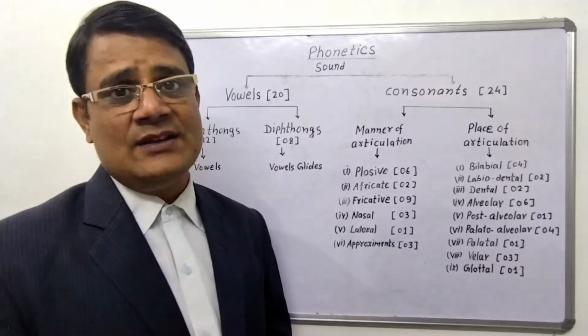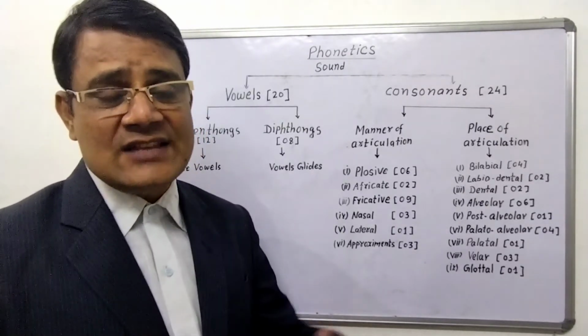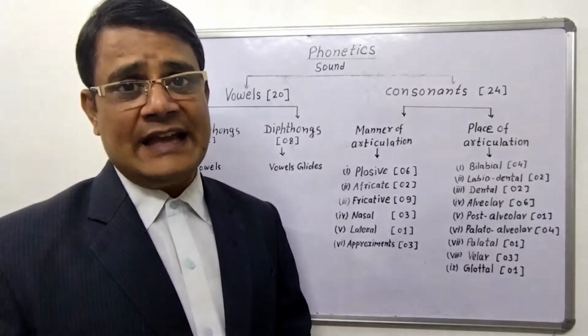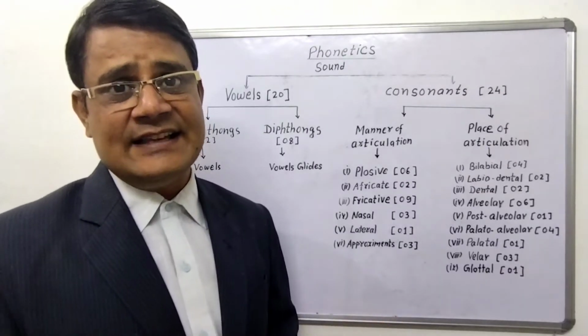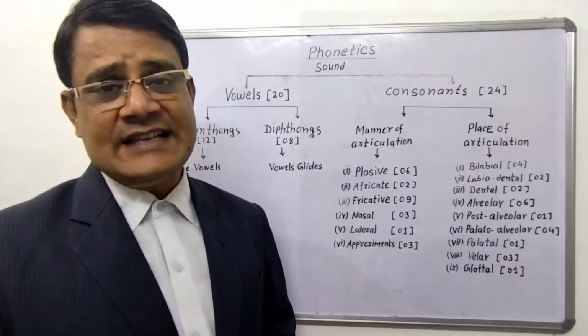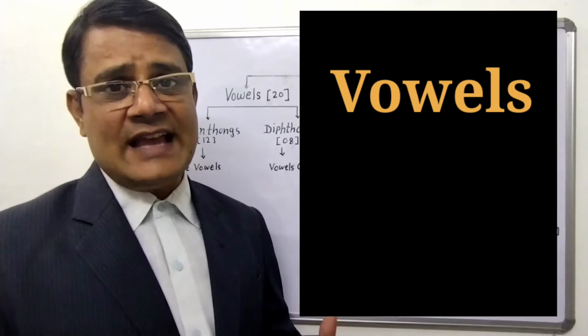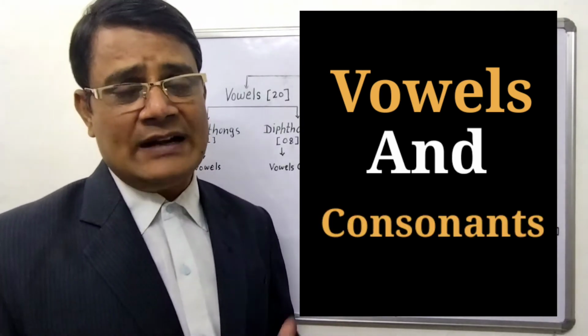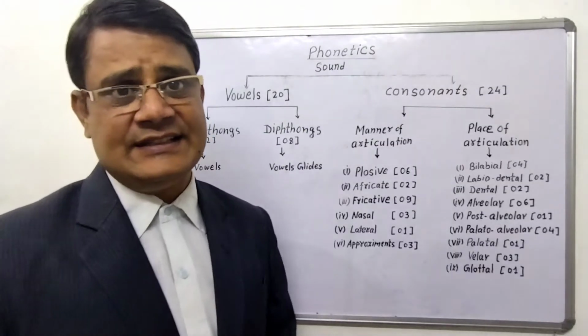It describes phonetic symbols. As we know, English sounds can be broadly categorized into two parts. These are vowels and consonants. What are vowels? What are consonants?